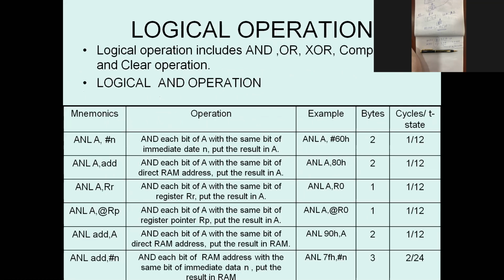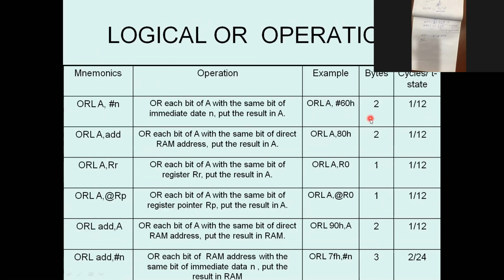These are the homework. Next, ANL A, comma, the logical AND operation. Logical AND operation means, say, ANL A, #0FH. What are the functions? Say, before the instruction.